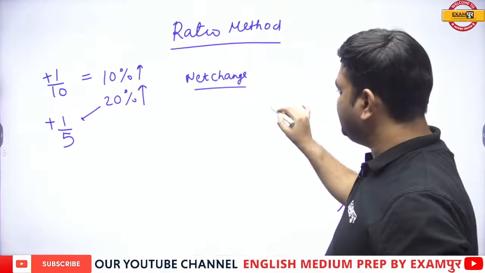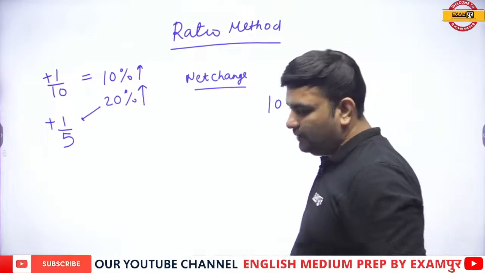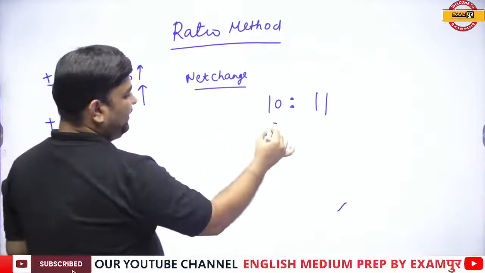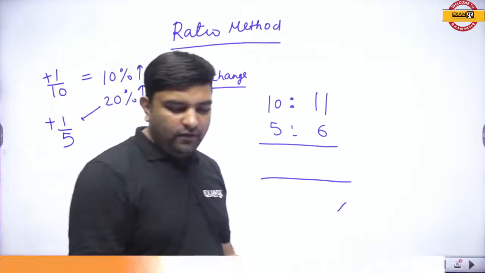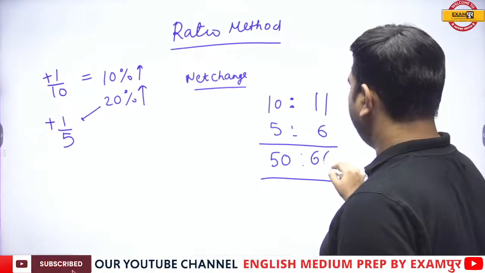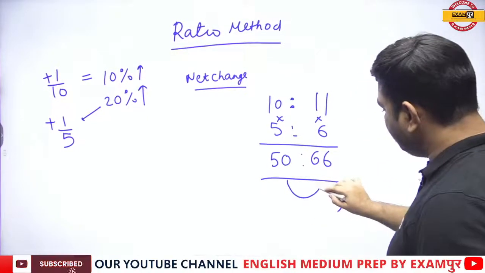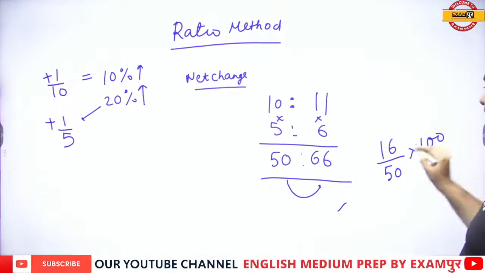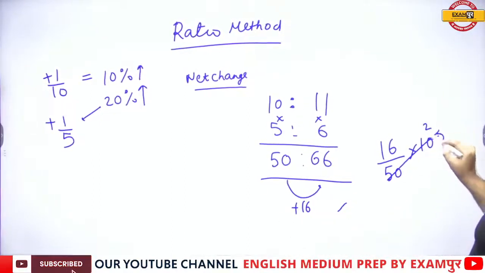What is the first percentage saying? That 10 will become 11. And what is the second saying? That 5 will become 6. So overall, 50 will become 66. So net change is 16 over 50, because the initial value is 50, into 100. That is 32%.